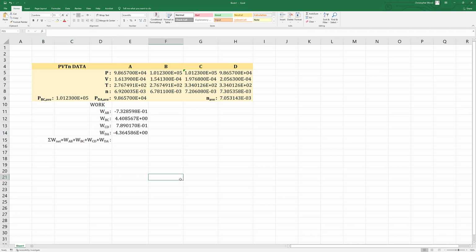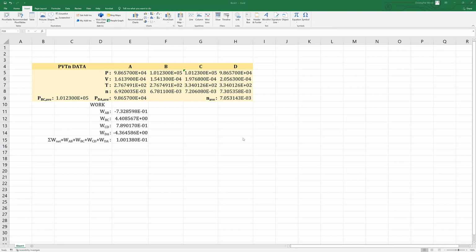Let's go ahead and justify all of these labels here. There, looks good. Let's add up all of these work contributions in this cell: equals sum, parenthesis, and there's the addition of all work contributions. For this cell, here's our next big milestone check, 1.001380 E minus 1. Make sure you match that down to the 6th decimal place. We're going to calculate the net work done using a second approach and compare the two.